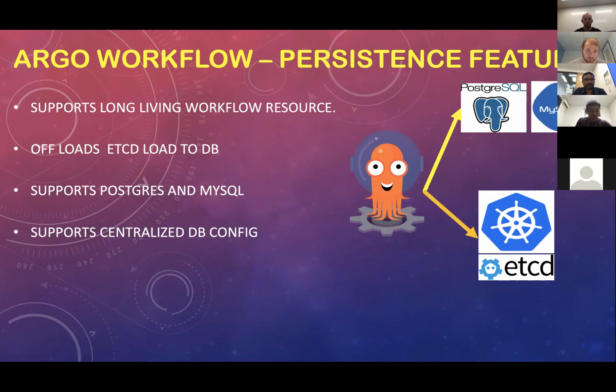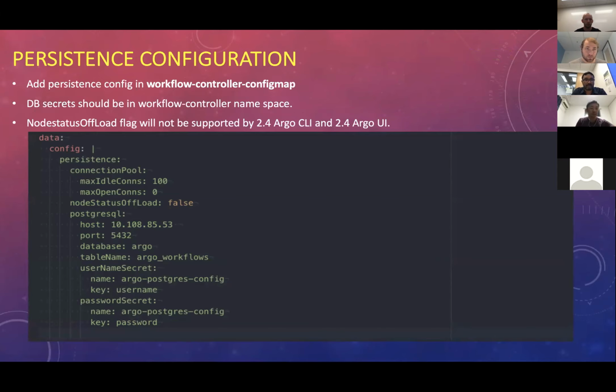Okay. So how can we configure persistence in our workflow? Same as our artifact repository, we need to configure it in the workflow controller config map. The DB secrets will be stored in the workflow controller namespace. And there is a flag called node status offload flag, which will be supported in the backend only, but will not be supported in the CLI and the Argo UI.